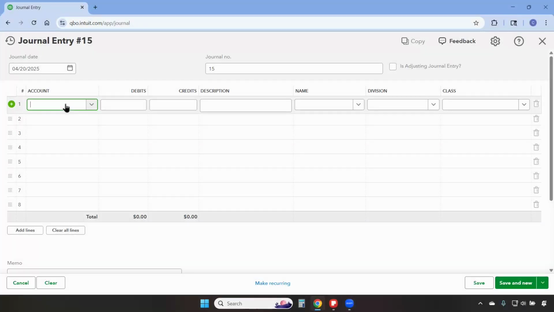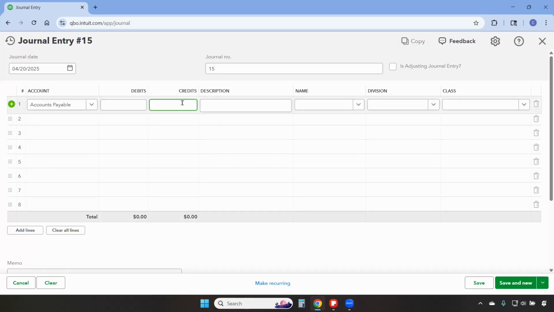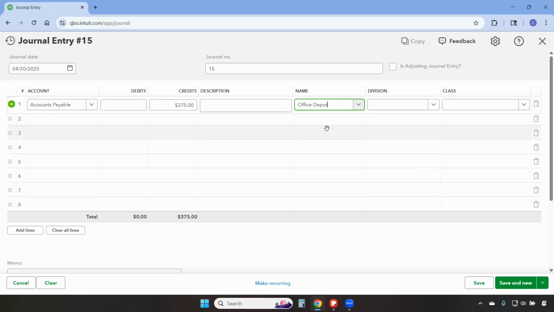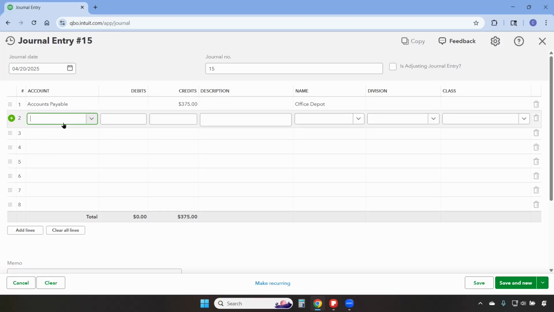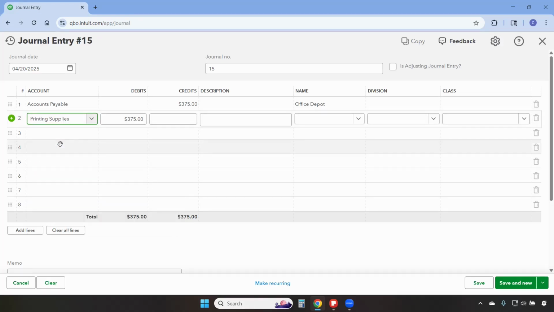On April 20th, we're using accounts payable to record the liability, and that's for $375. That's due to the vendor of the ink cartridges, which is Office Depot. By crediting this account, we're increasing it by $375 and reporting the purchase under printing supplies. By debiting this expense account, we're increasing it by $375.